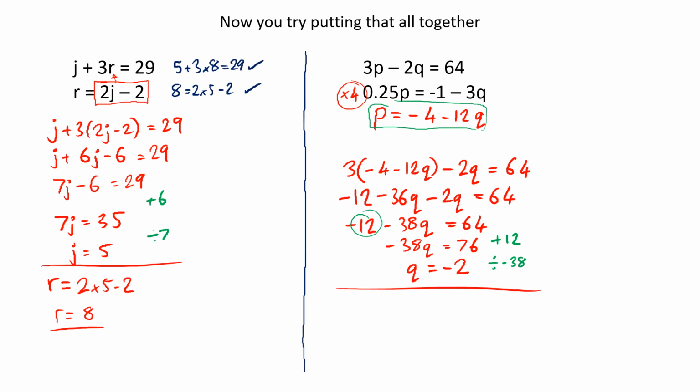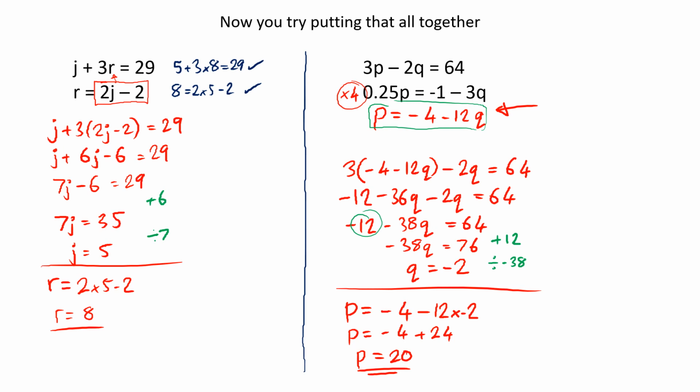We then want to substitute that into the equation that we've got here, that p is equal to minus 4 minus 12q. So minus 4 minus 12 times minus 2. So that would be p is equal to minus 4 plus 24. So p is equal to 20.